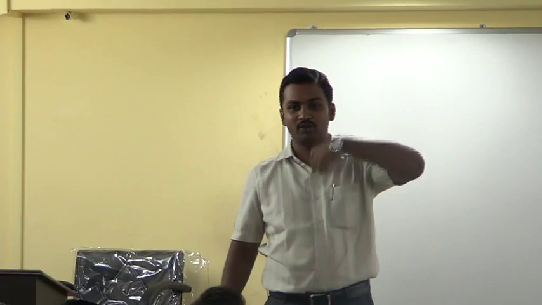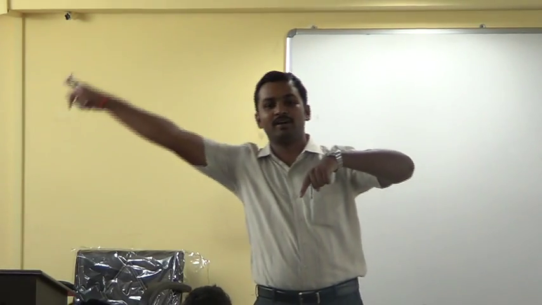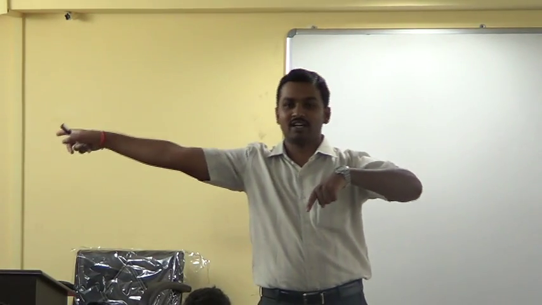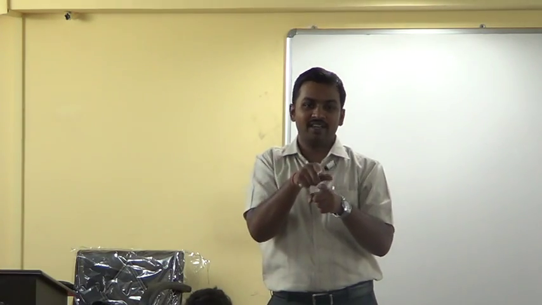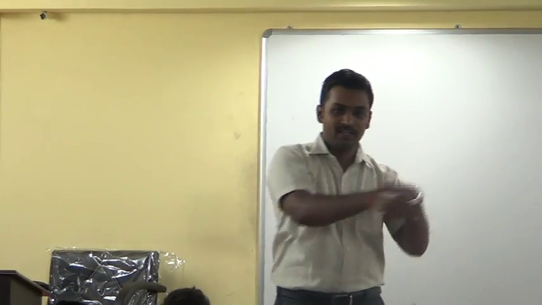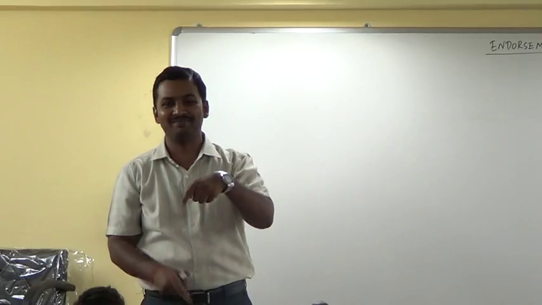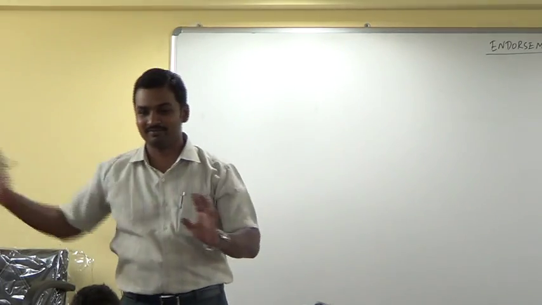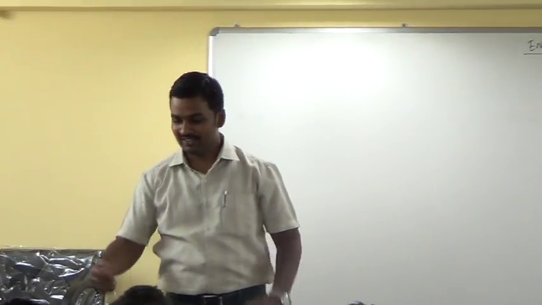So who has to pay money to whom? Kareem has to pay money to Rahim. Rahim has to pay money to Ram. Ram is a creditor to Rahim. Rahim is a creditor to Kareem. Kareem is a debtor to Rahim. Rahim is a debtor to Ram. You are able to understand? Yes. Continue.